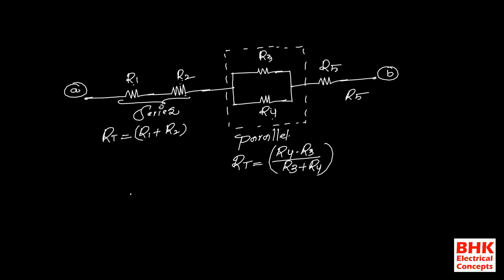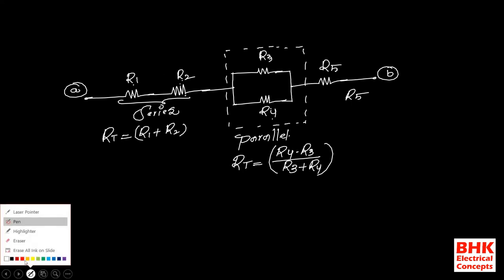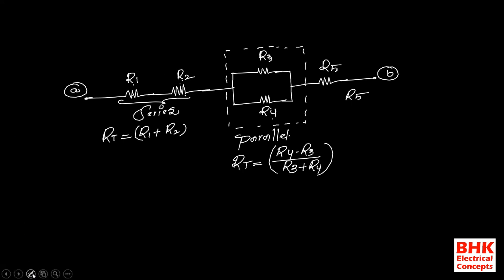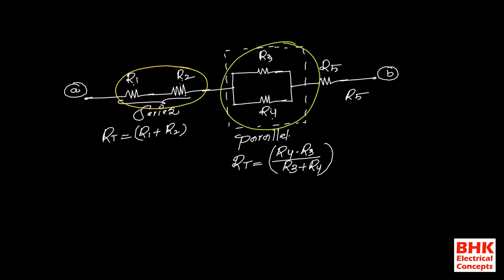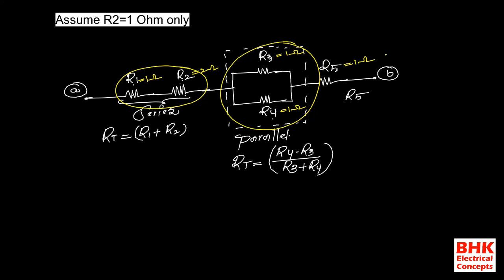That's why now I am redrawing this network. Instead of this series connection, instead of this parallel connection, I am going to place here directly the resultant value. For example, this is 1 ohm. For example, this is 2 ohms. And this one R1 is, for example, 1 ohm. This R4 is also 1 ohm. This R5 is equal to 1 ohm, for example.